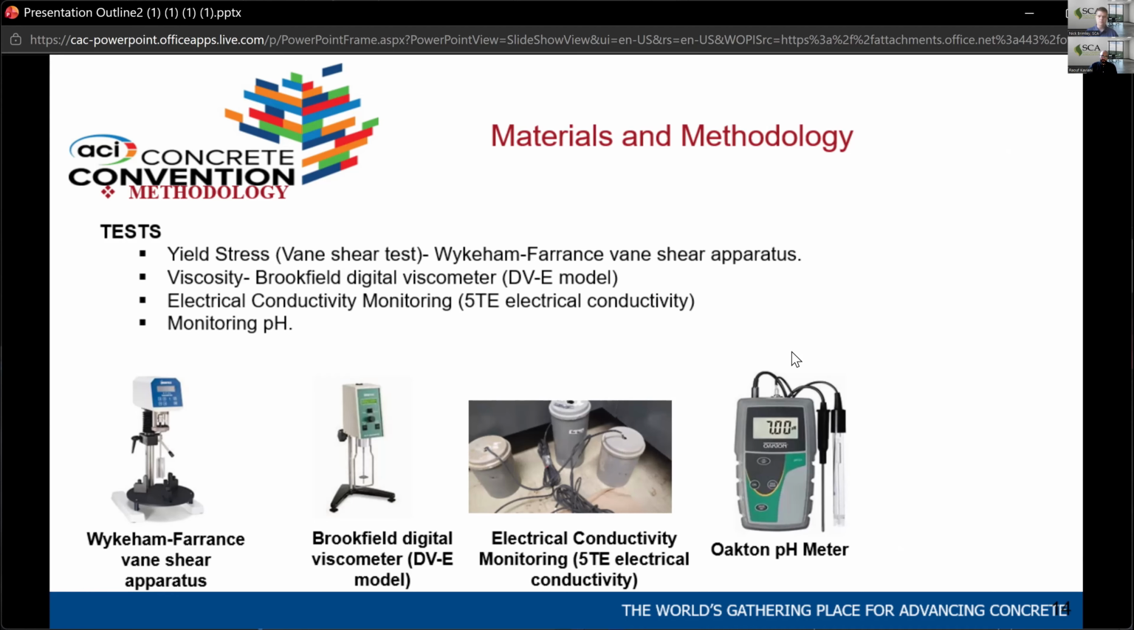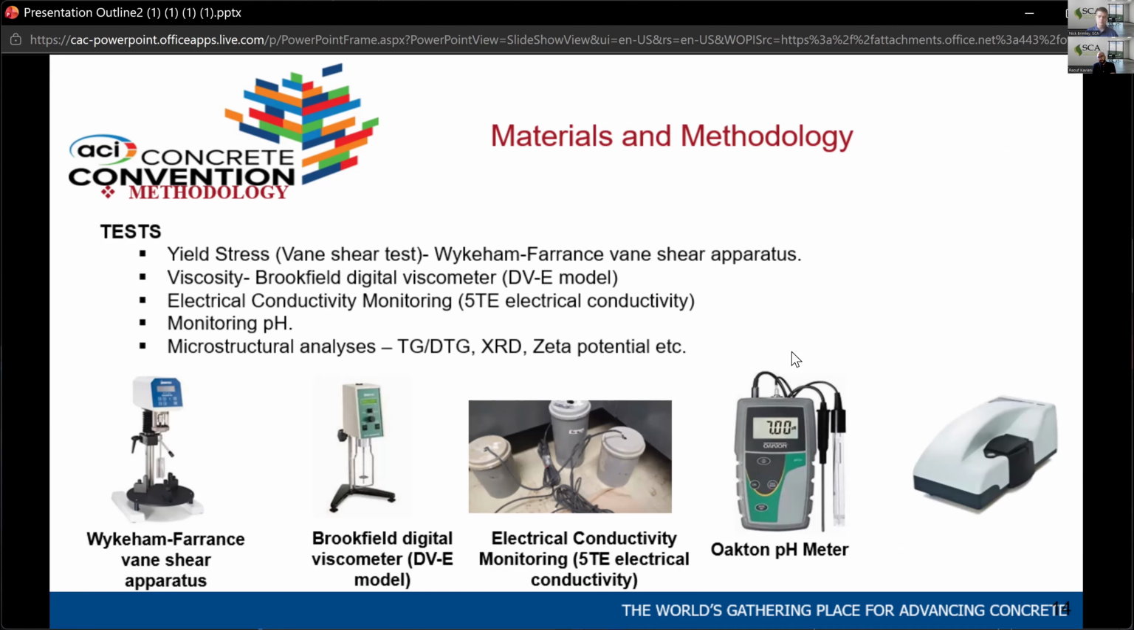And the rest is pH. So this is the pH meter I used, and I applied TG, DTG, XRD, and zeta potential. I did zeta potential myself, which is this machine, the Zetasizer Nano series. But for XRD and TG, DTG, I sent them away because we didn't have the instrument to use it, and some expert should do that.